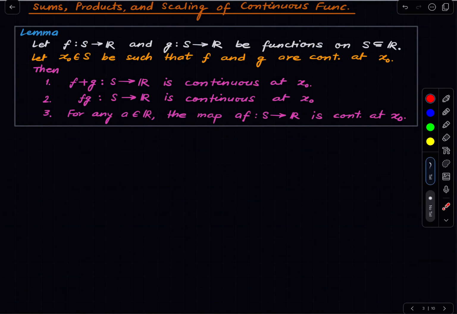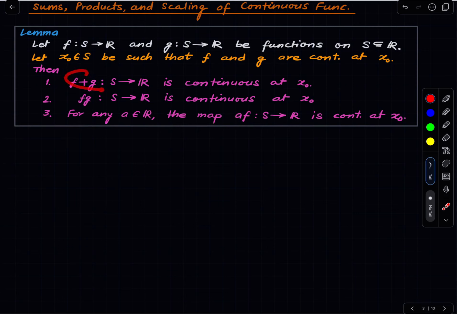First we will discuss sums, products, and scaling of continuous functions, and then we will later talk about the inversion of a continuous function. Fix two continuous functions f and g on a non-empty subset S of R, and fix a point x0 in S such that f and g are both continuous at that point. Then the summed function is also continuous at that point, the product function is also continuous at that point, and the scaled function, for any a in R, we can define the scaled function, is also continuous at x0.